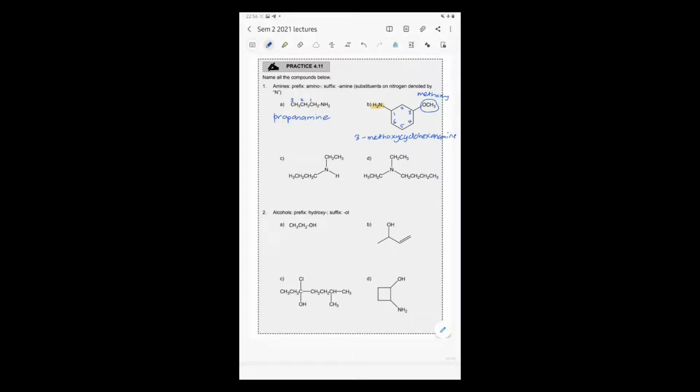Alright, now we go to C. For C, we have 2 carbon chains. We have the chain with 3 carbons and 2 carbons. So choose the longest one to become the parent. So this will be carbon number 1, carbon number 2, carbon number 3. Ethyl here attached to N. So the name will be, we have to put the name of the substituent first. N-ethyl, ethyl attached to N. 3 carbons, propanamine.